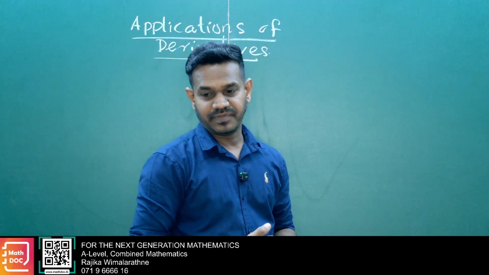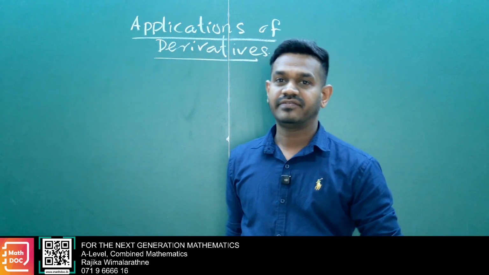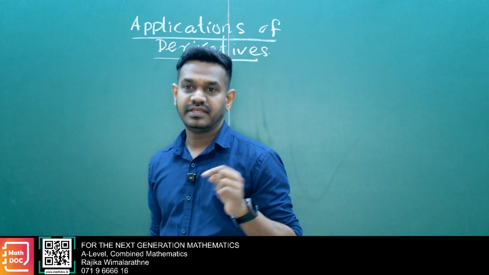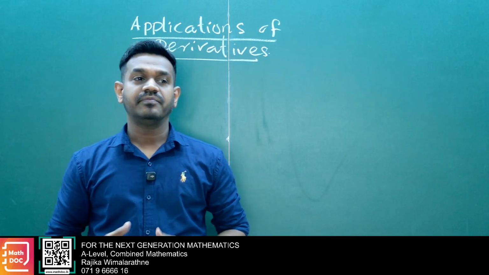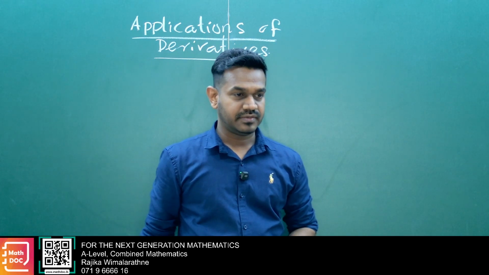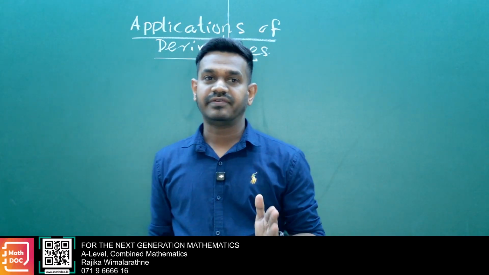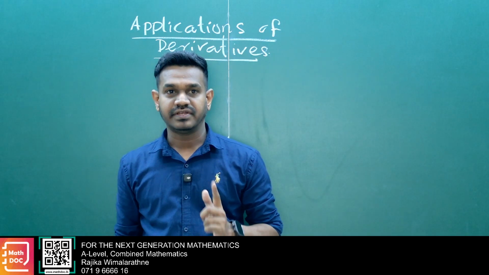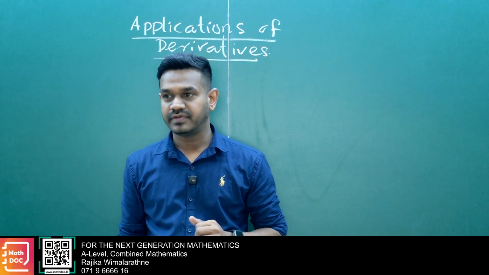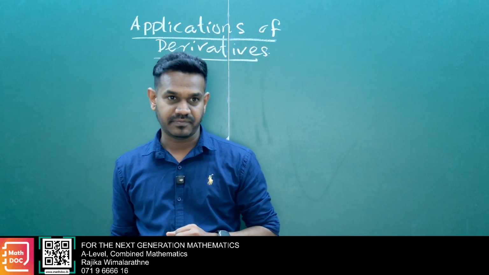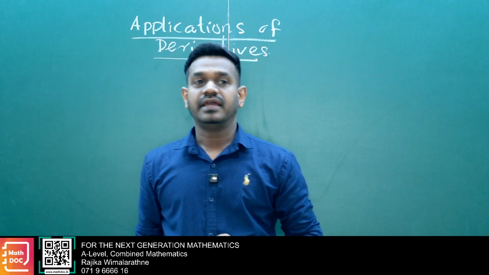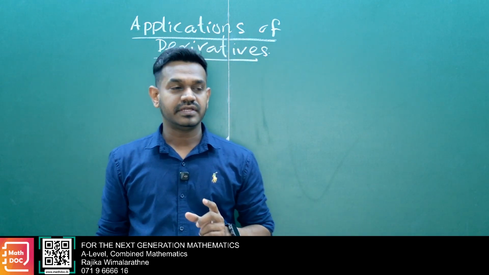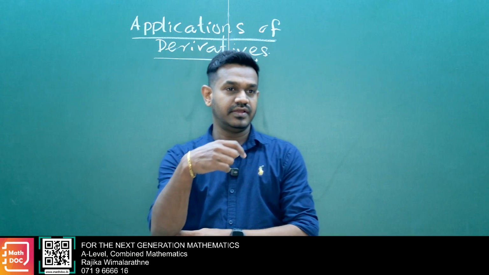Here this is a very simple part. Definitely question number 14 part B will be an application of derivatives part. Most probably you will get 6 or 7 marks out of 100 for the pure mathematics paper. Then here we mainly focus on real applications.